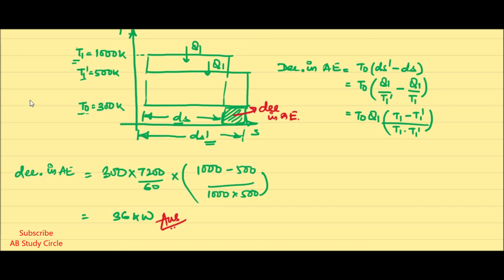I suggest you view my previous video, which is on the concept of the decrease in available energy due to finite temperature difference, to have a clear picture of how we have got this whole thing, because this is the main formula which will be used to calculate the decrease in available energy.